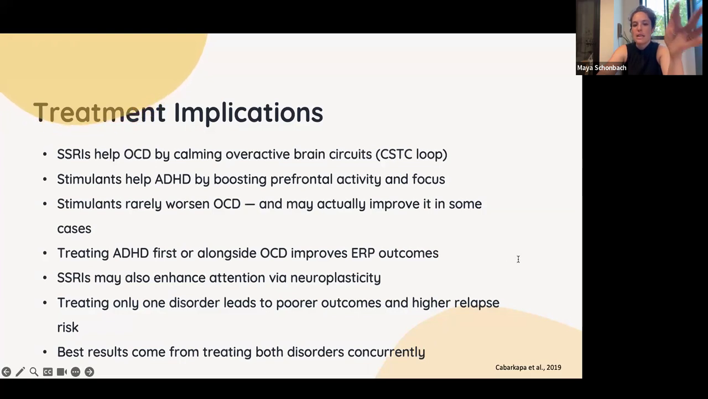For example, a study found that patients with both OCD and ADHD had lower response rates to SSRIs. They had a higher risk of relapse than just the OCD alone. And so it's important to treat both disorders together, with medication and CBT techniques that are tailored to each.